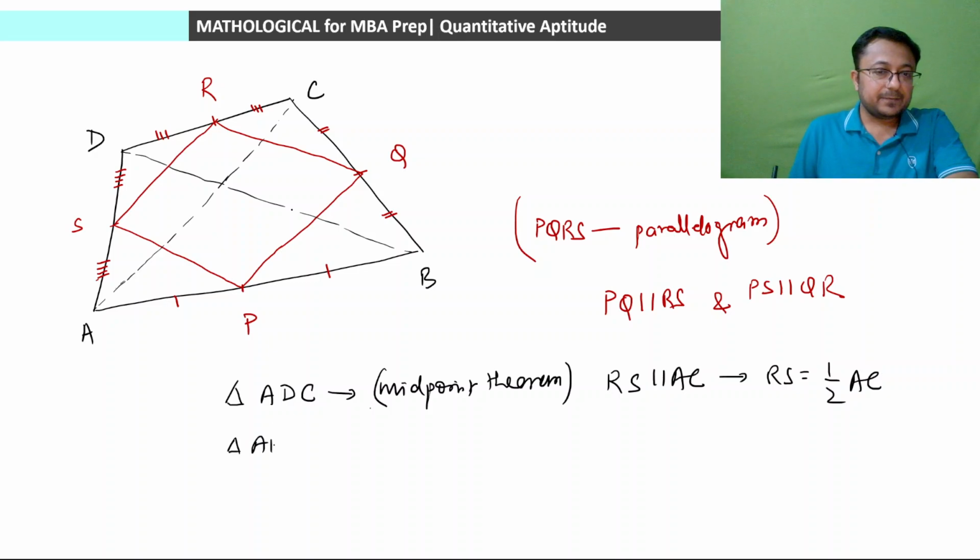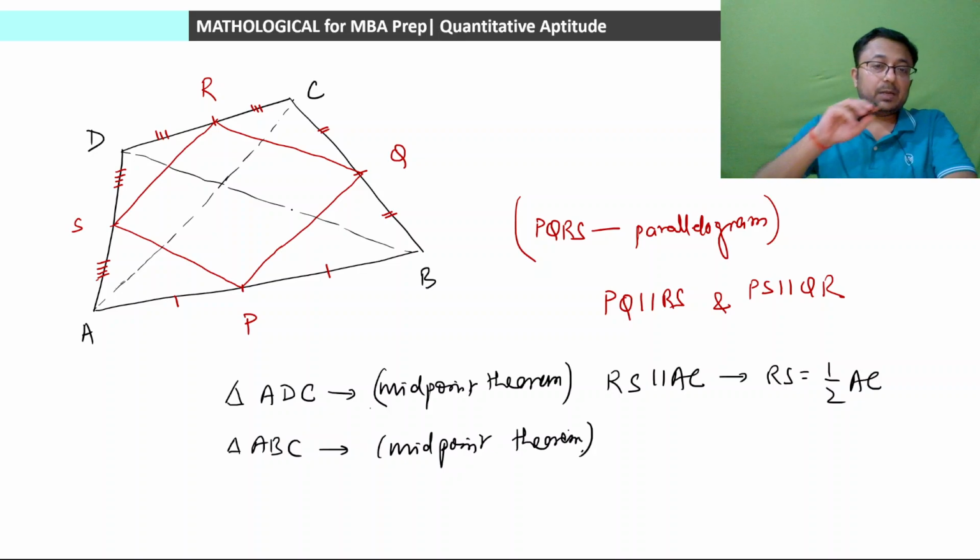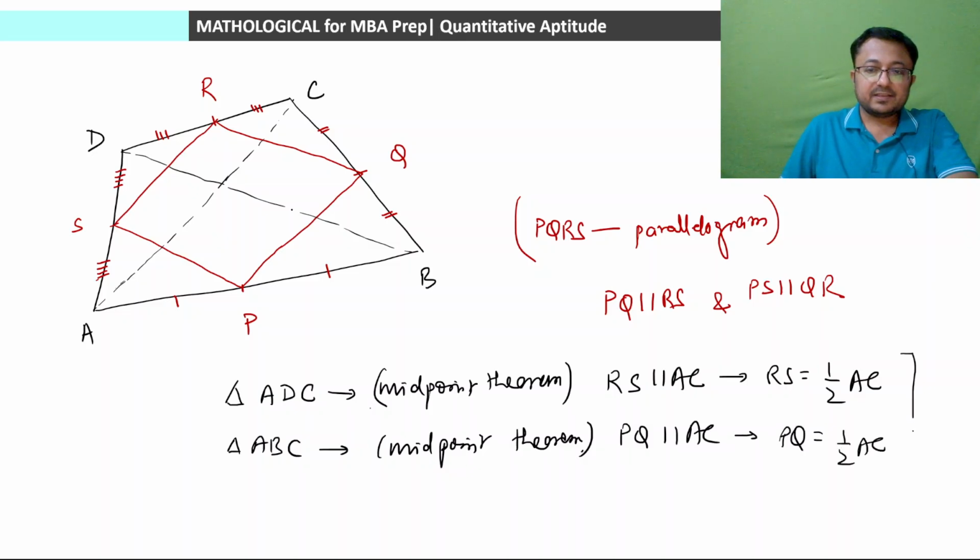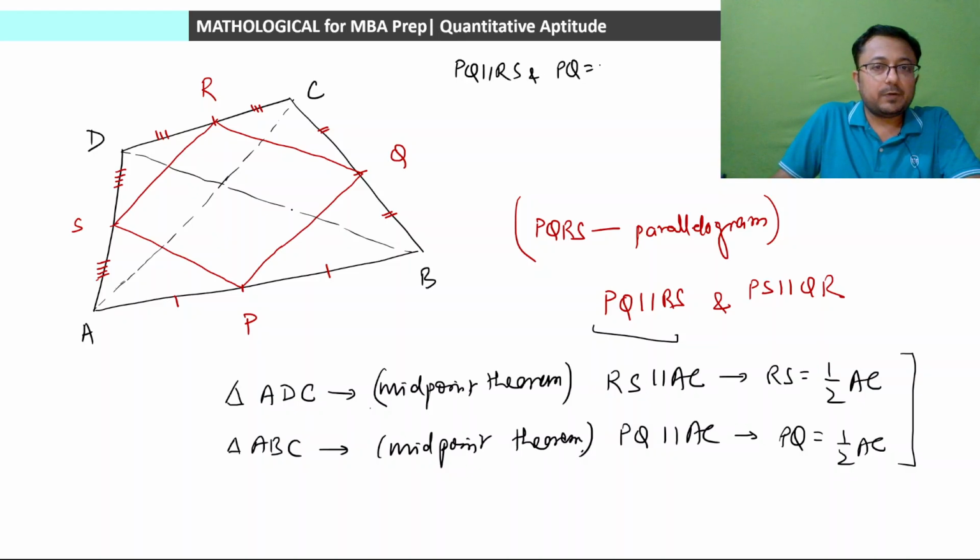Similarly, in triangle ABC, by midpoint theorem, P and Q are midpoints of AB and BC. So PQ will also be parallel to AC and PQ will also be equal to 1 by 2 times AC. So hence PQ and RS will also be parallel and equal. So PQ will be parallel to RS and PQ will be equal to RS. Similarly, तुम देख सकते हो ट्रायंगल ADB और BDC में भी, so there QR will be parallel to PS and QR will be equal to PS. So that is why PQRS is a parallelogram.